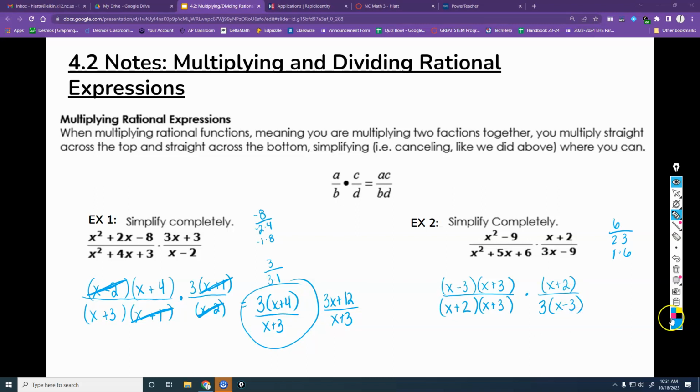All right, so at this point, you're just going to start marking out things that cancel. So if I have an x plus 3 on top and an x plus 3 on bottom, it's gone. X minus 3 here, x minus 3 there, gone. X plus 2, x plus 2, gone.